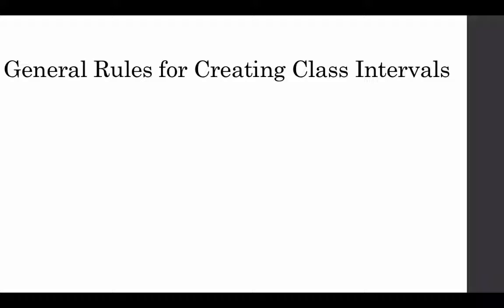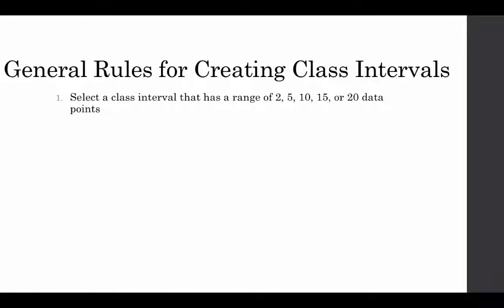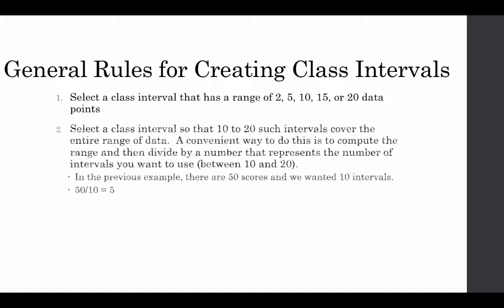Now, general rules for creating class intervals. Number 1 is to select a class interval that has a range of 2, 5, 10, 15, or 20 data points. So you have that range in mind. Once you select that class interval, 10 to 20 intervals are going to cover the entire range. There's an easy way to compute this. In the previous example, there were 50 scores, and we picked 10 as our intervals. We wanted 10 intervals, so 50 divided by 10 gives us 5.